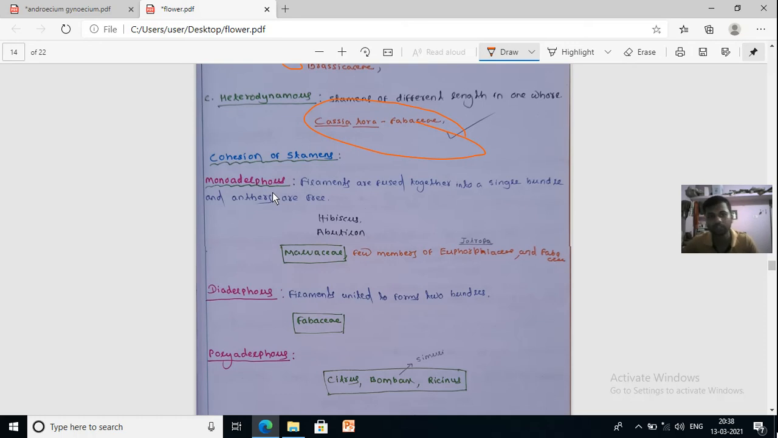Now come to the cohesion of stamens. First you have to understand what is meant by cohesion. Cohesion is the attachment of the same members, or the adhesion of members of the same whorl.